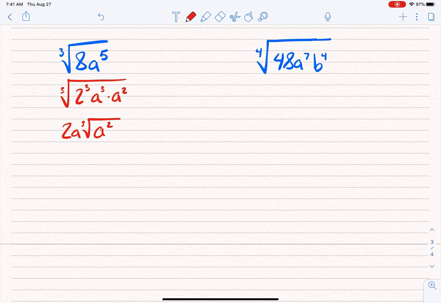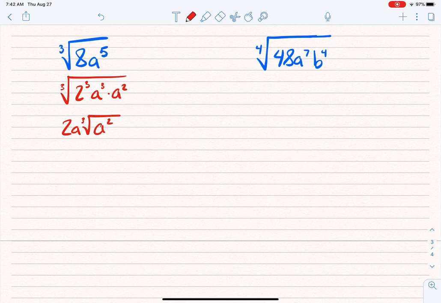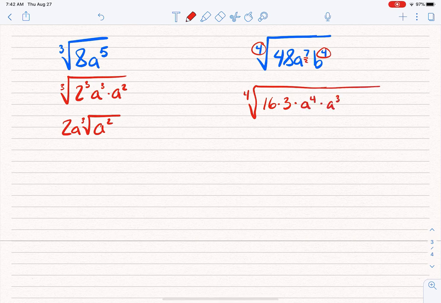Okay, now for this next one, this one is a little bit different because here I've got an even root. All right, and this number matches this number right here, and it's going to match what we're going to break this into. So this one is going to be the same thing as the fourth root. And we can think about how in the world are we going to break up 48? Well, 48 is the same thing as 16 times 3. And then a to the 7th is the same thing as a to the 4th times a to the 3rd. And then b to the 4th is just b to the 4th.